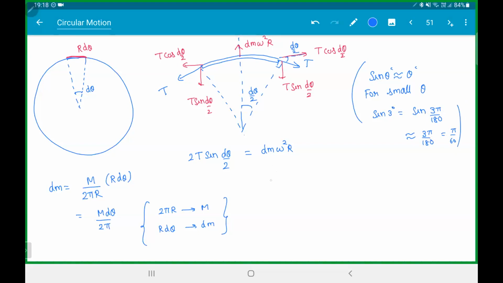So substitute here. This will be 2T. For small angles, d theta is very small, so you'll get d theta by 2. dm will be M d theta by 2 pi, times omega square r. 2 will cancel. d theta will cancel. We end up with tension equal to M omega square r by 2 pi.